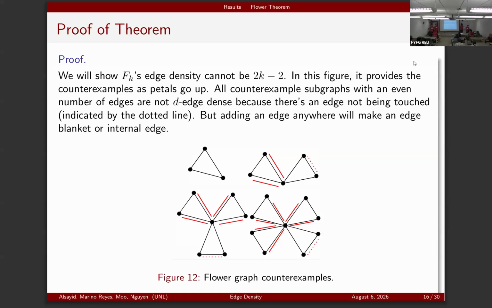And as you can see, these subgraphs have an even number of edges, but they're not d-edge dense because there's an edge indicated by this dotted line that is not being touched by this subgraph. So, for example, if we look at F3 right here, it can't be 4 edge dense because this edge is not being touched. However, if you were to add an edge anywhere, it will make an edge blanket or an internal edge, which will make it 5 edge dense.